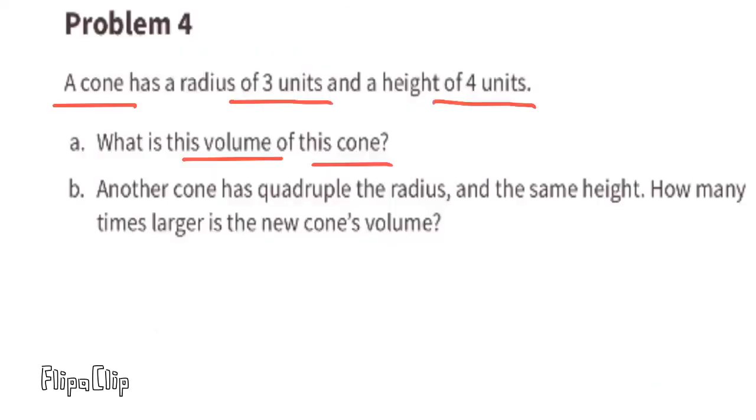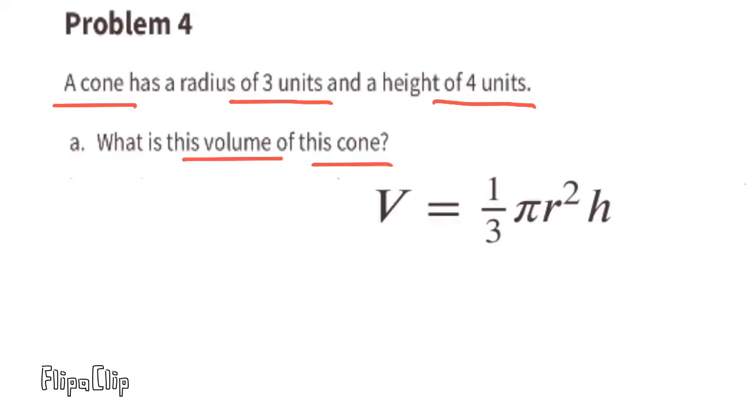Problem number 4. A cone has a radius of 3 units and a height of 4 units. A. What is the volume of this cone? Let's start with the formula. Volume of a cone equals 1/3 times pi times r squared times height.